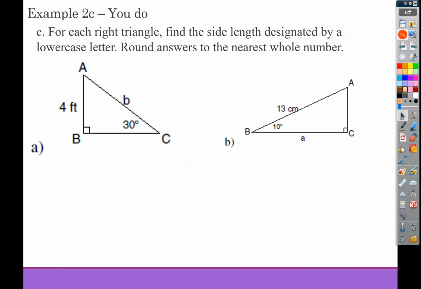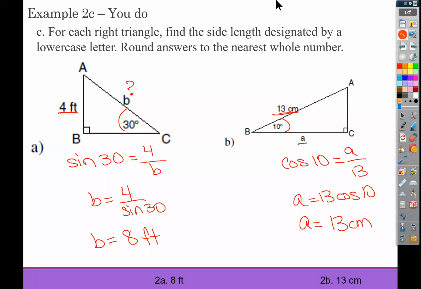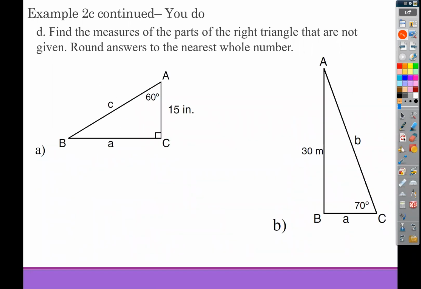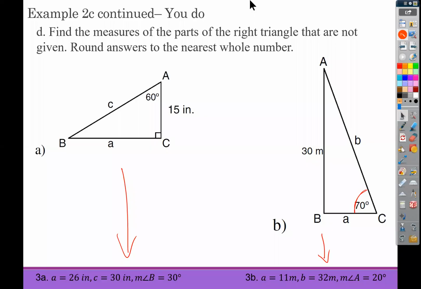You try one or two. And you should have gotten 8 feet and 13 centimeters. Okay, go ahead and try these. And the answers are down at the bottom.